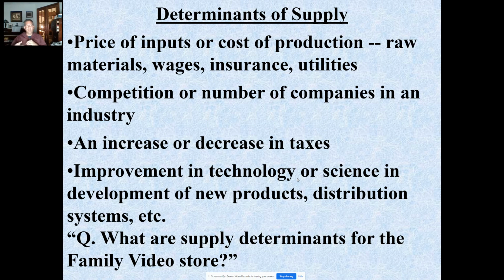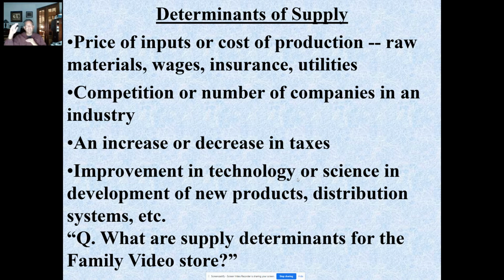So no matter what, low prices, there'll be more supply. High prices, there'll be lots more supply. And I'll still have an upward sloping line, but it'll have shifted to the right with more competition. It'll shift to the left with less competition. Taxes work a lot like inputs, right?